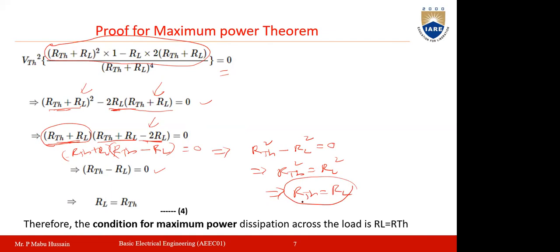So from this expression, the condition for getting maximum power is RL equal to R Thevenin. Hence it is proved, according to the maximum power transfer theorem. This theorem states that the load will get maximum power whenever the source resistance becomes equal to the load resistance.